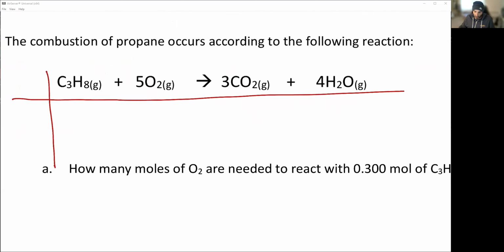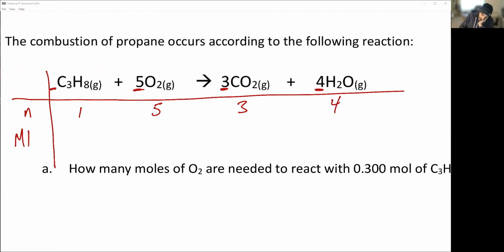You don't have to do this when you get good at them, but it usually saves you time in the end. First, I want to know the molar ratios, and those are just the coefficients out front. So 1 mole of propane, 5 moles of oxygen, 3 moles of CO2, and 4 moles of water. You don't need to do that, but it certainly is helpful.